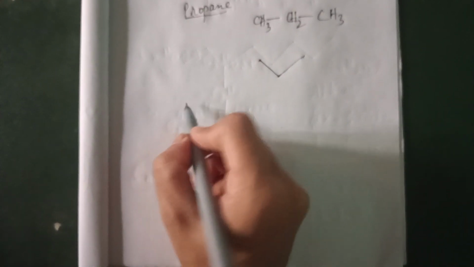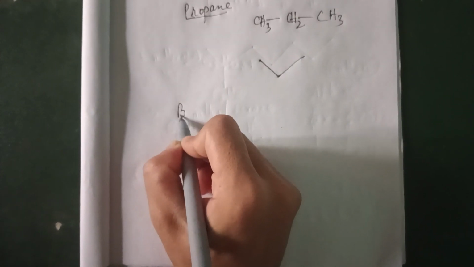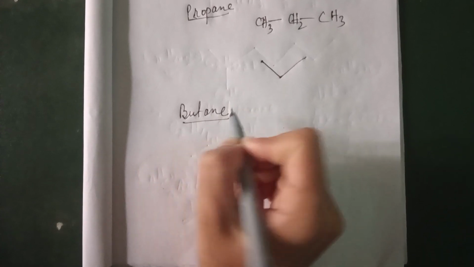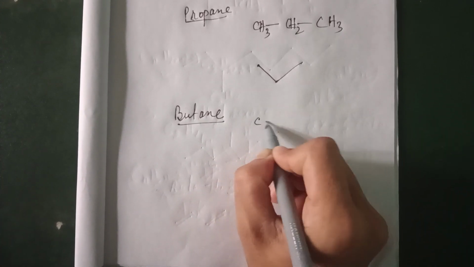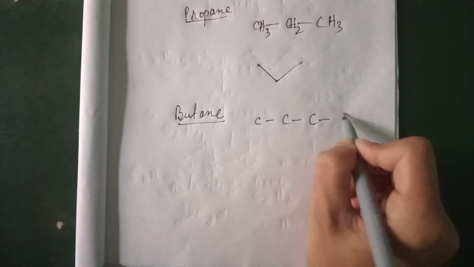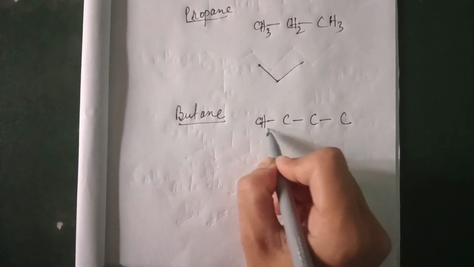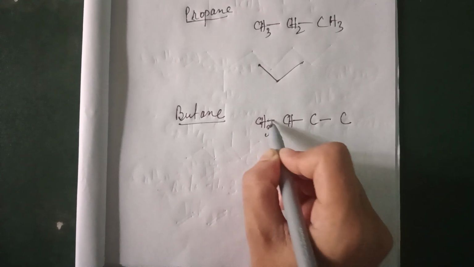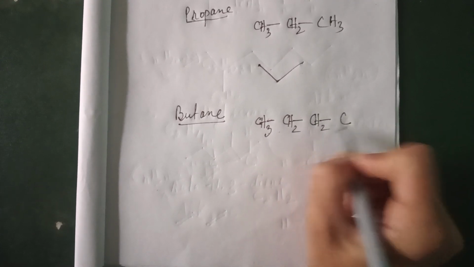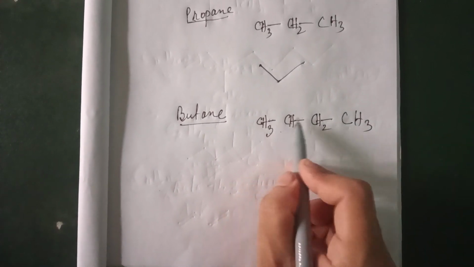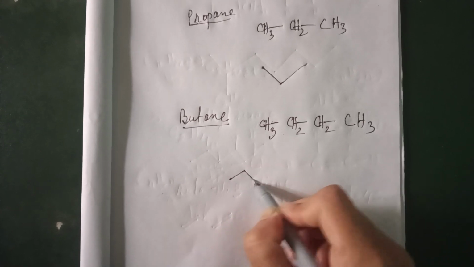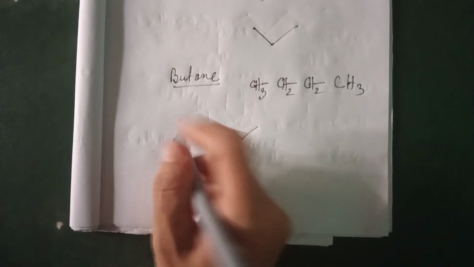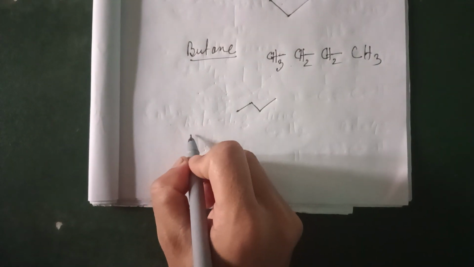Now start with an easier one like butane. But means how many? 4 carbons. Those who are beginners, directly draw it in this way initially. We have drawn 4 carbons. Satisfy the valency: carbon should have 4 valency, 1, 2, 3, 4. CH3, so how many carbons? 4 carbons, 1, 2, 3, 4. So in this way.